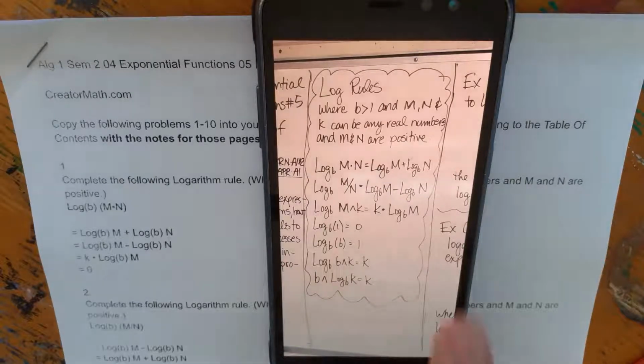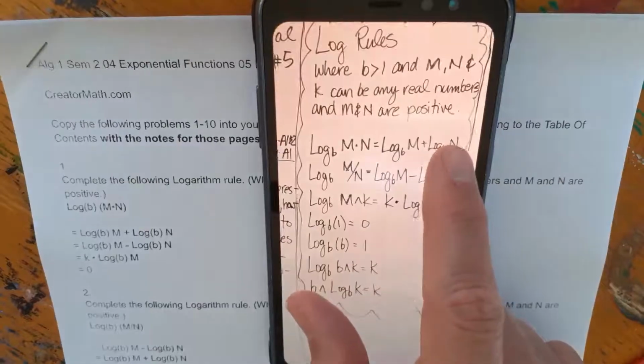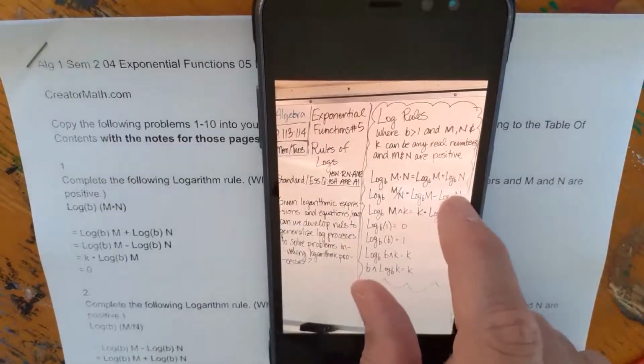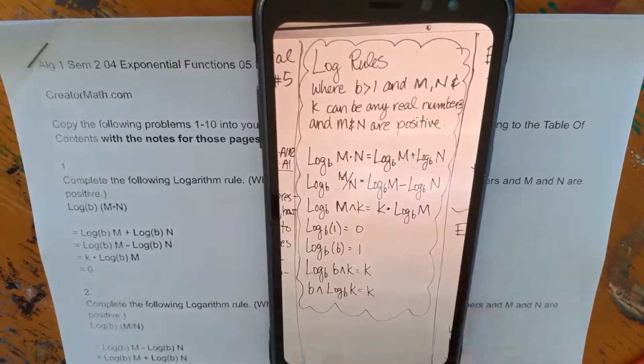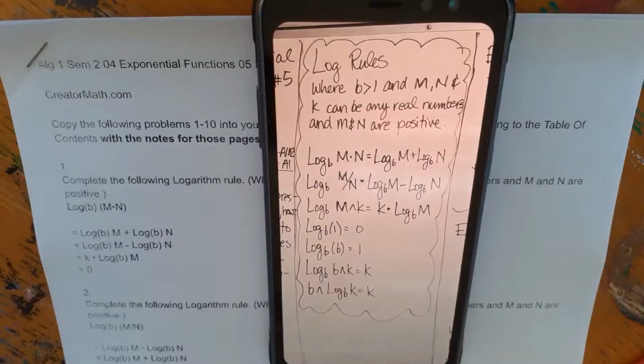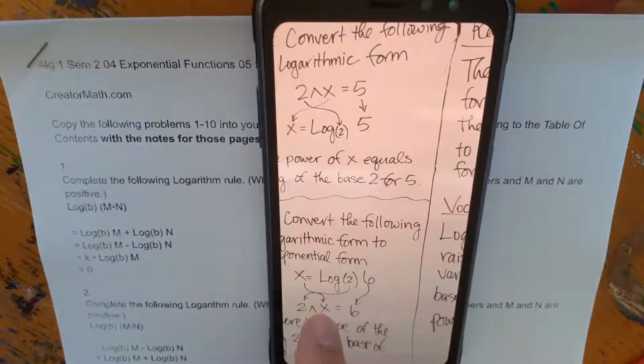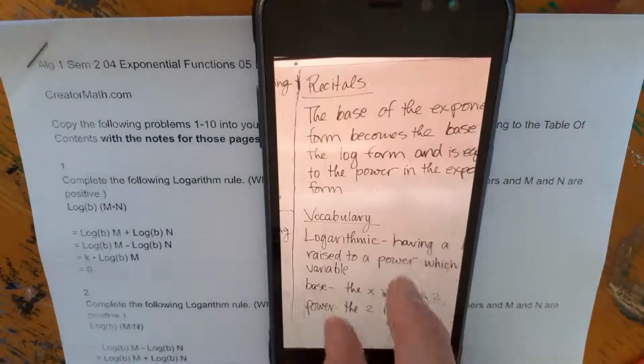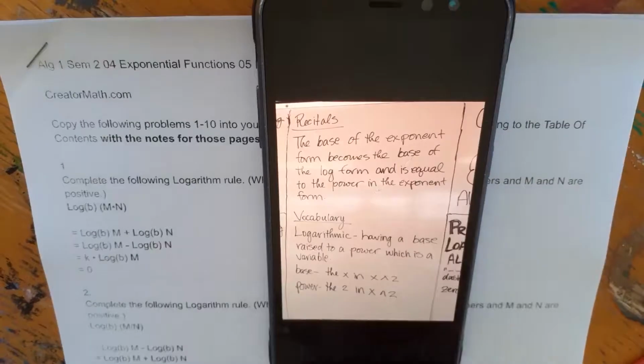So go back through the notes, put these into your comp book on the correct pages. It explains to you definitions of what are logs. Sometimes that definition doesn't always help students. Nonetheless, we can use them to manipulate different statements, and we're going to practice those here a little bit. The simple definition of a logarithm is having a base raised to a power which is a variable. That's probably a simplistic understanding of it, right?